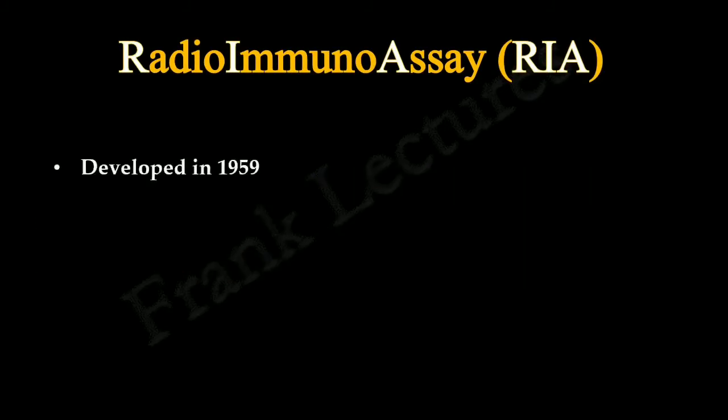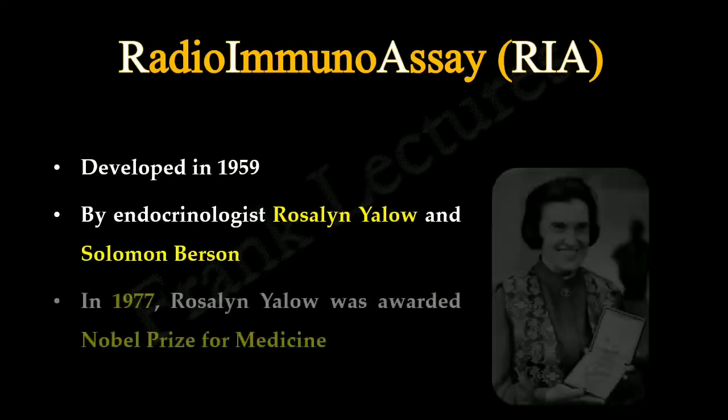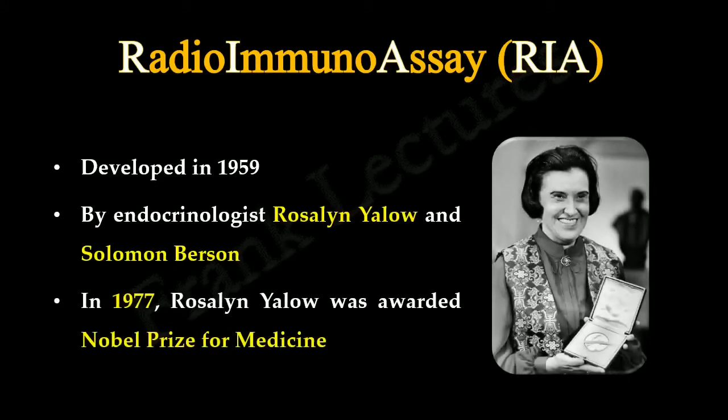Radioimmunoassay was developed in 1959 by endocrinologist Rosalyn Yalow and Solomon Berson to measure the circulating levels of the important hormone insulin. In 1977, Rosalyn Yalow was awarded the Nobel Prize for Medicine for the development of radioimmunoassay for peptide hormones. Solomon Berson could not share the award because of his untimely death in 1972.